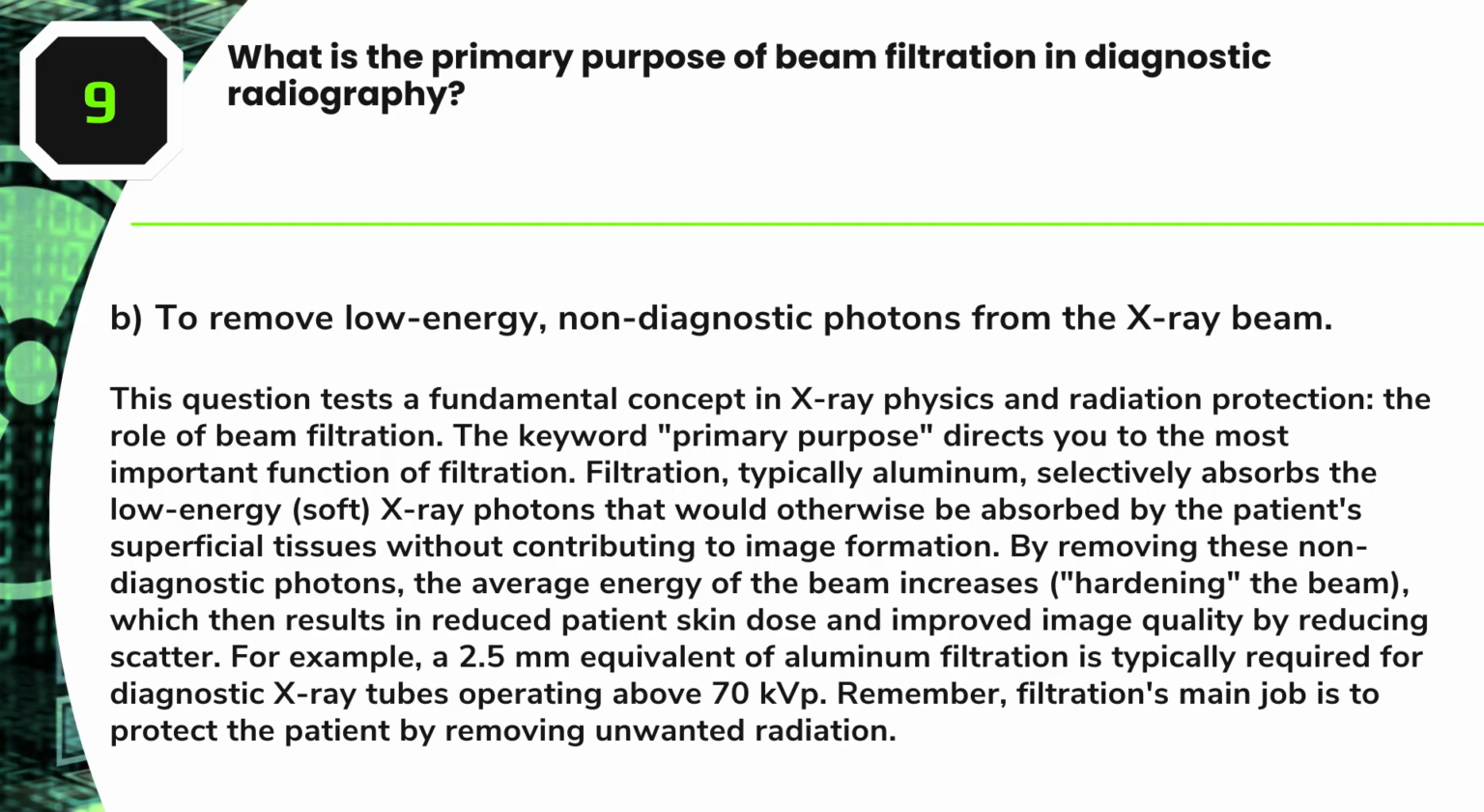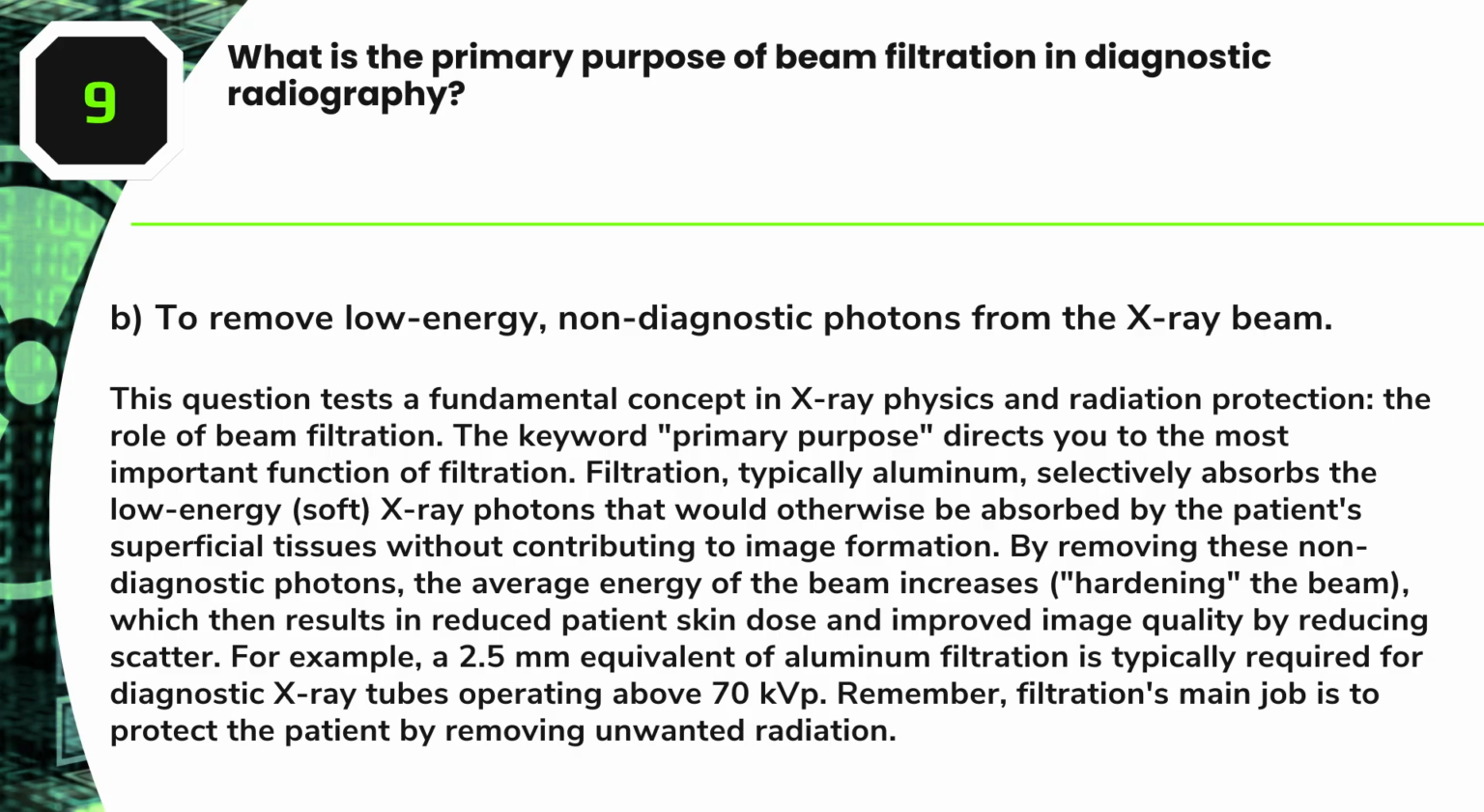Answer B. To remove low-energy, non-diagnostic photons from the X-ray beam. This question tests a fundamental concept in X-ray physics and radiation protection, the role of beam filtration. The keyword primary purpose directs you to the most important function of filtration. Filtration, typically aluminum, selectively absorbs the low-energy, soft X-ray photons that would otherwise be absorbed by the patient's superficial tissues without contributing to image formation.